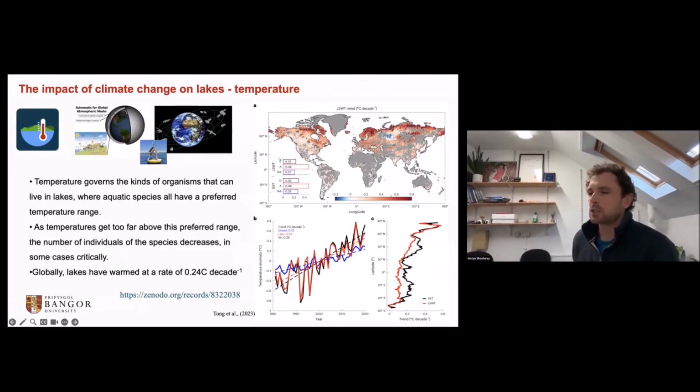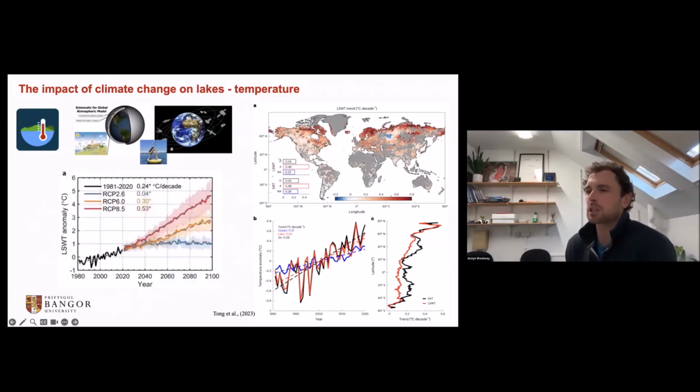So this demonstrates the changes in lake surface temperature from 1980 till the near present. But using the same methodology, so using the same satellite data to calibrate a lake model, and then the same lake model as used here, we try to predict how these things will change in the future. And this is shown on the left-hand side of this figure.